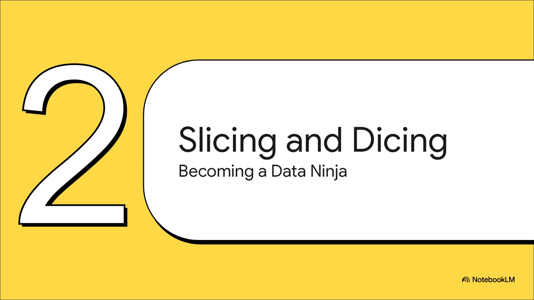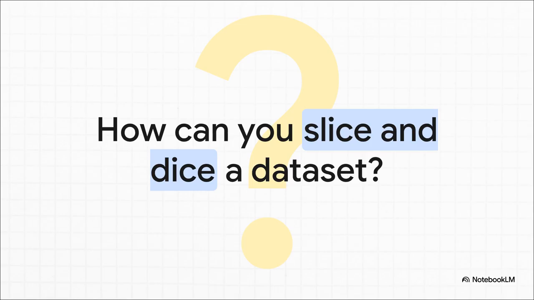Okay, so you've got your data loaded. It doesn't matter if it's from the hub or your own hard drive, it's in. Now it's time to become a data ninja. We need to learn how to inspect, select, and manipulate your data with some real precision. So how do you do the basics? How do you grab just the training set? Or select a specific range of examples to look at? Or even just peek at a single column to see what's in there? These are the fundamental things you have to do to really understand the data you're about to feed your model.